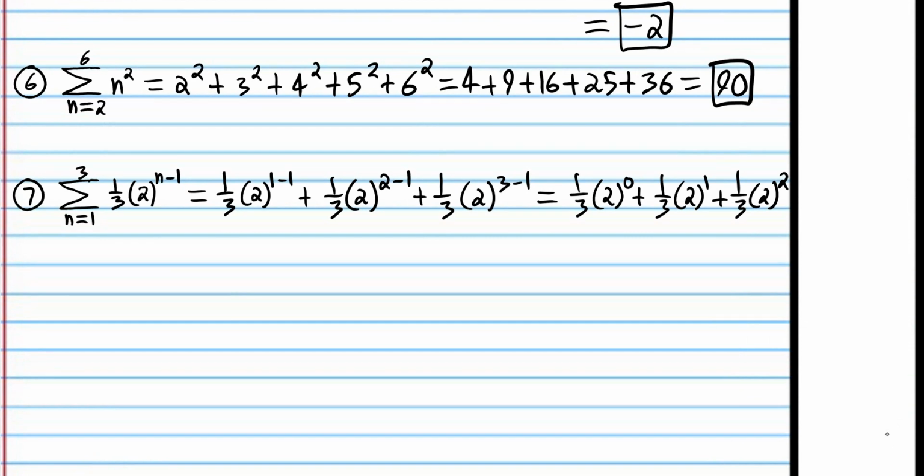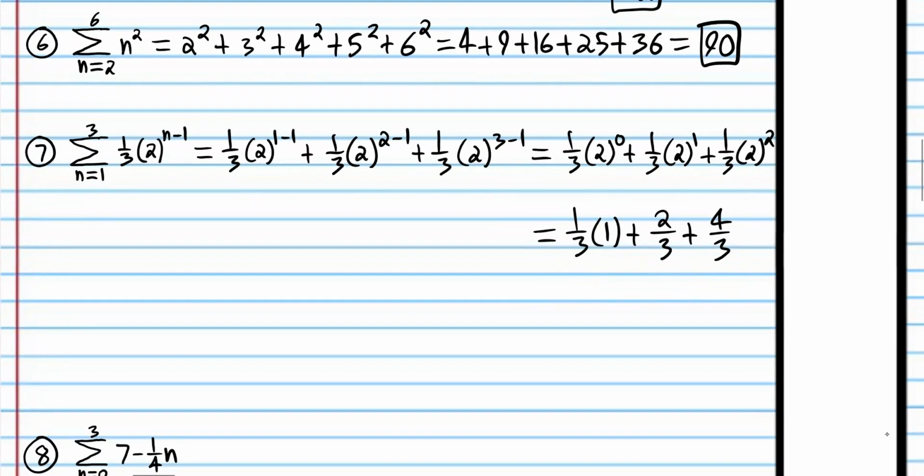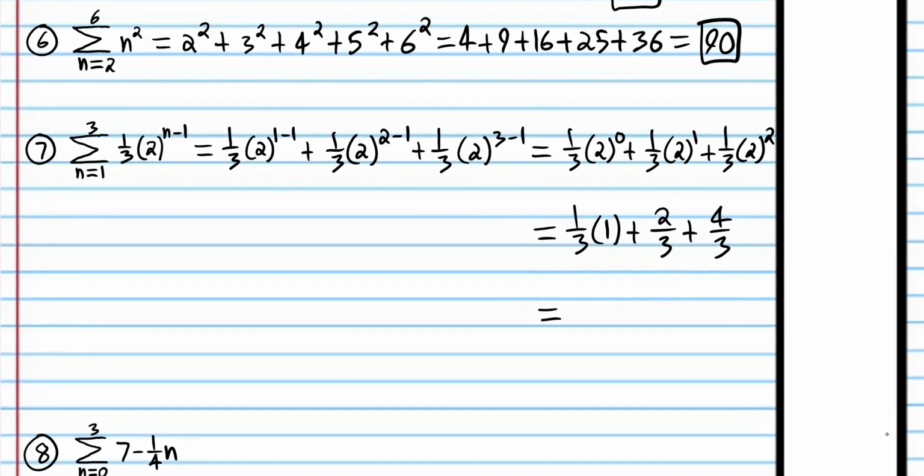So that gives us 1/3 times 1 plus 2/3 plus 4/3. And 1/3 plus 2/3 is 3/3, plus 4/3 is 7/3. So the sum is 7/3.